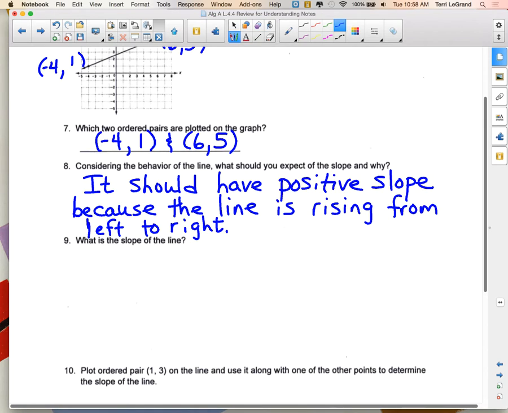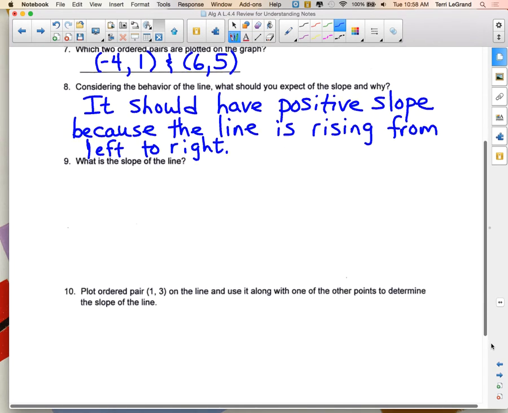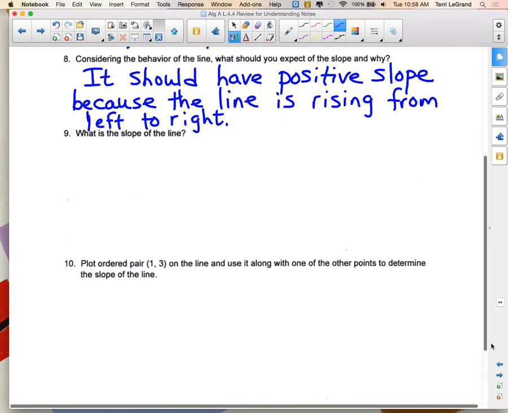Never do you answer me this way. If I say to you, what's the behavior of the line? And you say it's positive, I'm gonna be like, I don't know what that means. I don't know what positive behavior for a line means. Tell me more. It's rising from left to right. Okay, what is the slope of the line? How are we gonna find it? Go, do it. Find the slope of this line.